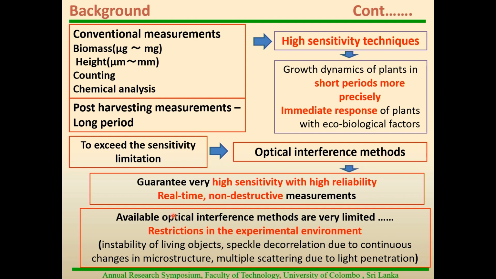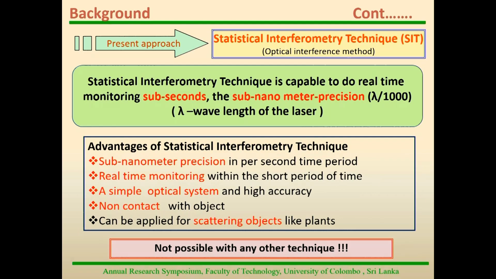Available optical interference methods are very limited for research application in the experimental environment, because of the instability of the living object and speckle decorrelation due to the continuous changes in microstructure and multiple scattering due to the light penetration. However, we were able to overcome those sensitivity limitations and develop a novel method called the statistical interferometry technique.